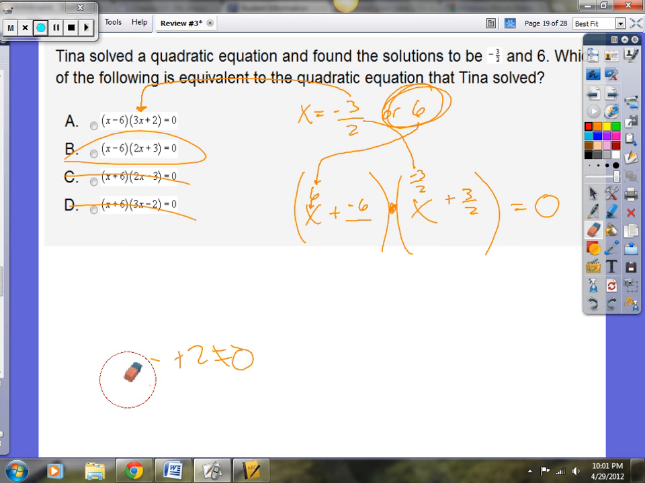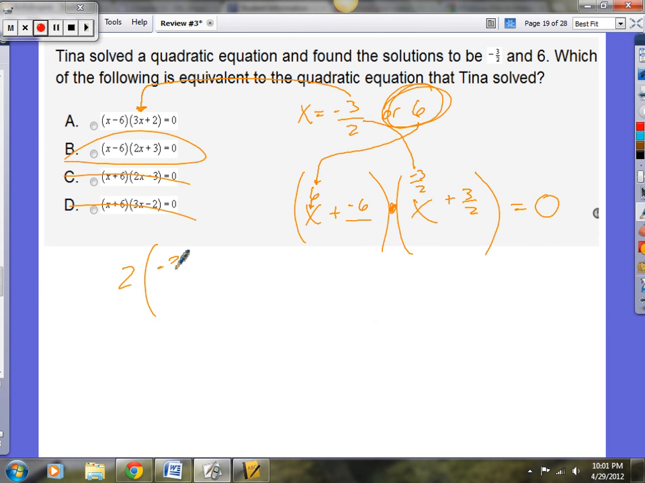But just to verify, we can do 2 times what you sub in. I'm going to sub in a negative 3 halves, and then I'm going to add 3 to it. And that's 0 times your tops. Negative 6 divided by 2, that's a negative 3. Plus 3 equals 0. Yep, that one works. It is B.